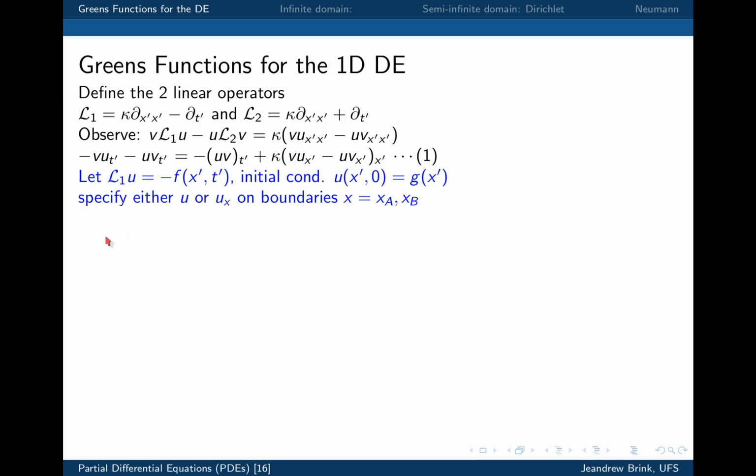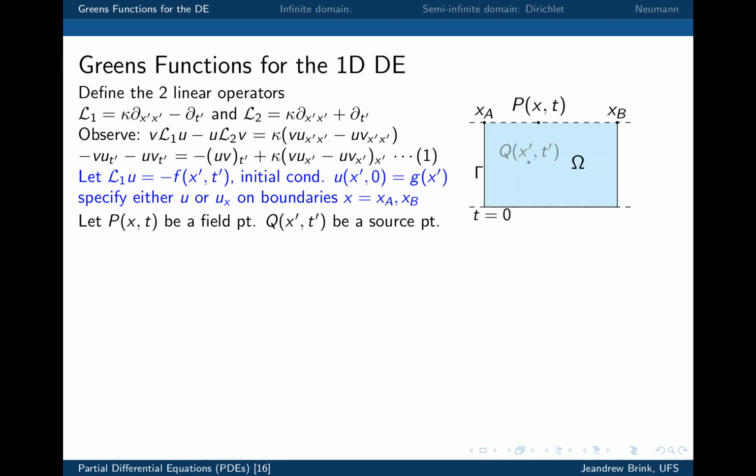So this is the problem we want to solve, and the way we solve it for all f and for all g and all functions on the boundary is we actually solve the differential equation for the Green's function and then work out the integral as a result of it. So we're once again going to let P be a field point and let Q be a source point. Okay, so this is the situation you have.